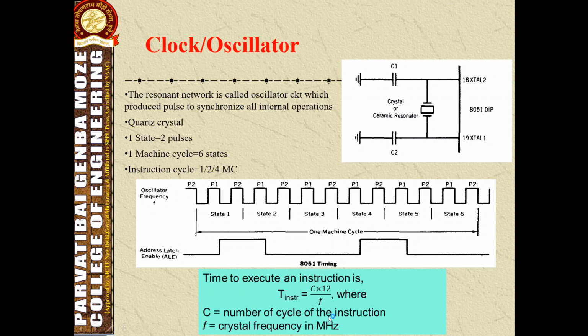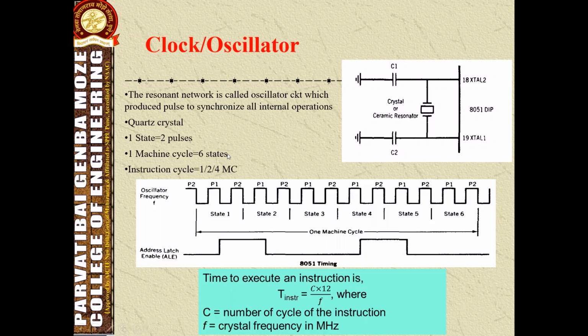And this is the simple formula with which we can find the execution time of a particular instruction. T instruction, the time to execute an instruction, is equal to C into 12 divided by F, where C is the number of cycles, 12 is the number of pulses per machine cycle, and F is the crystal frequency that the crystal oscillator provides. This is the simple formula for calculating the execution time. Using this formula, we can also calculate the frequency.